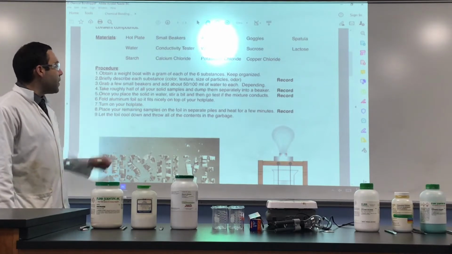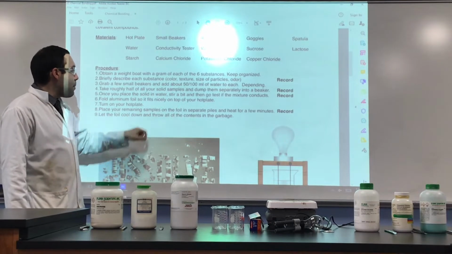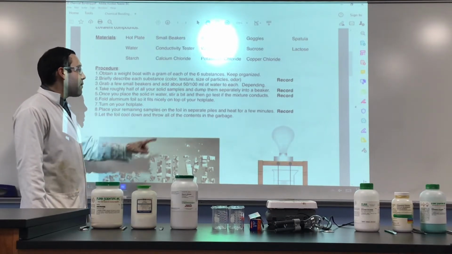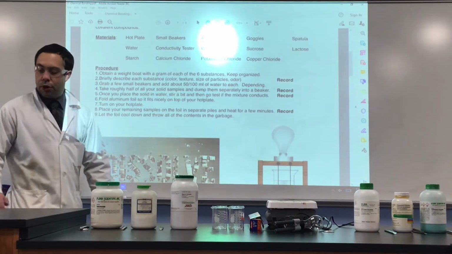Fold aluminum foil so it fits nicely on top of your hot plate. Turn on your hot plate. Place all of your remaining samples on the foil in separate piles and heat for a few minutes. Then let the foil cool down and throw all the contents in the garbage.